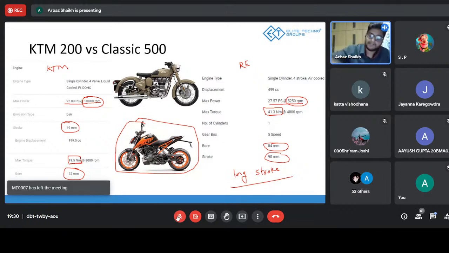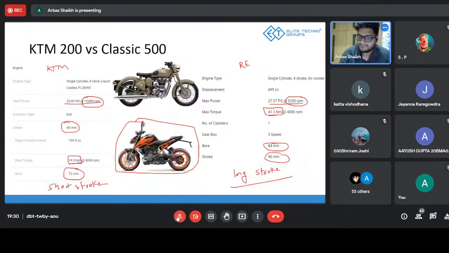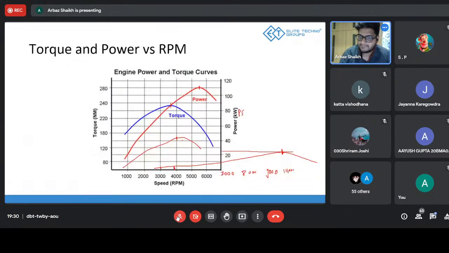But in case of your Bullet, when you go beyond 4,000 RPM, your speed will not increase. You have to change the gear. Is that clear to everybody? Yes, sir. Sorted. So that is why the short stroke and long stroke have different power curves, and that is why they have to be used in different applications.